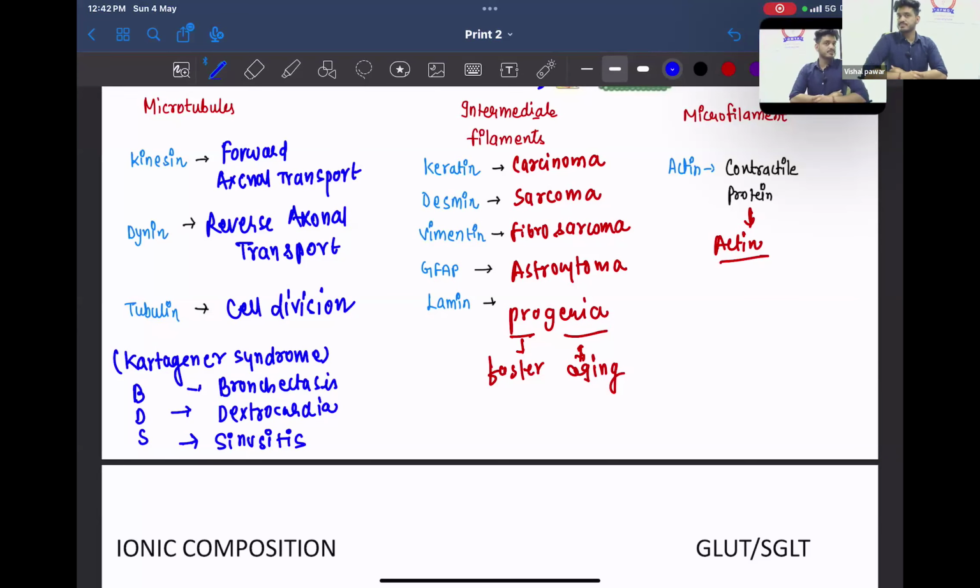Now whenever we have a ciliary defect, that is going to lead to problems. Ciliary defect means what? The cilia are not working. If the cilia are not working, we will be having a disease that is known as Kartagener syndrome. What is the name of the disease? Kartagener syndrome, where we will be having bronchiectasis, dextrocardia, and sinusitis.